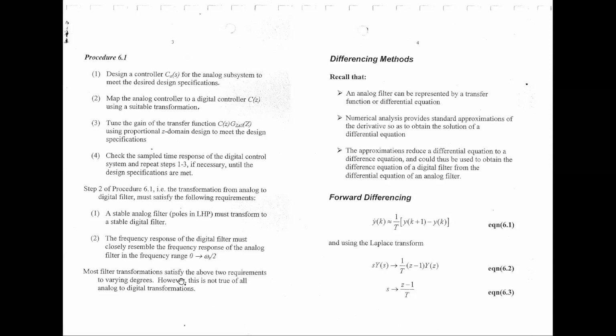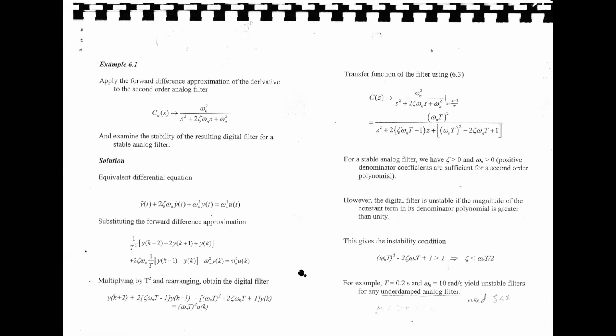Now moving on, there is an example here. The example is there is an analog filter given, which is in terms of S. So it says apply the forward difference approximation of the derivative to the second order analog filter, where C of S is given as omega n squared over S squared plus 2 zeta omega n times S plus omega n squared, and examine the stability of the resulting digital filter for a stable analog filter.